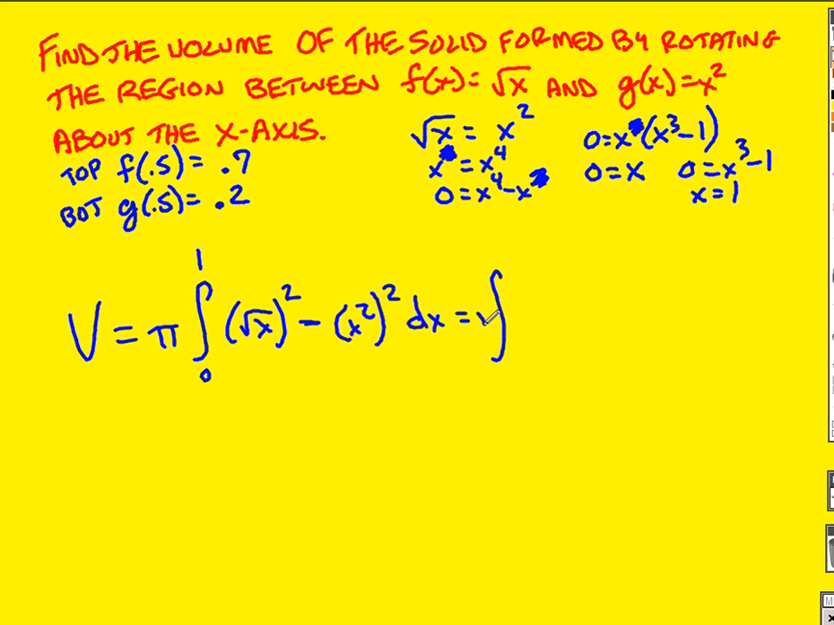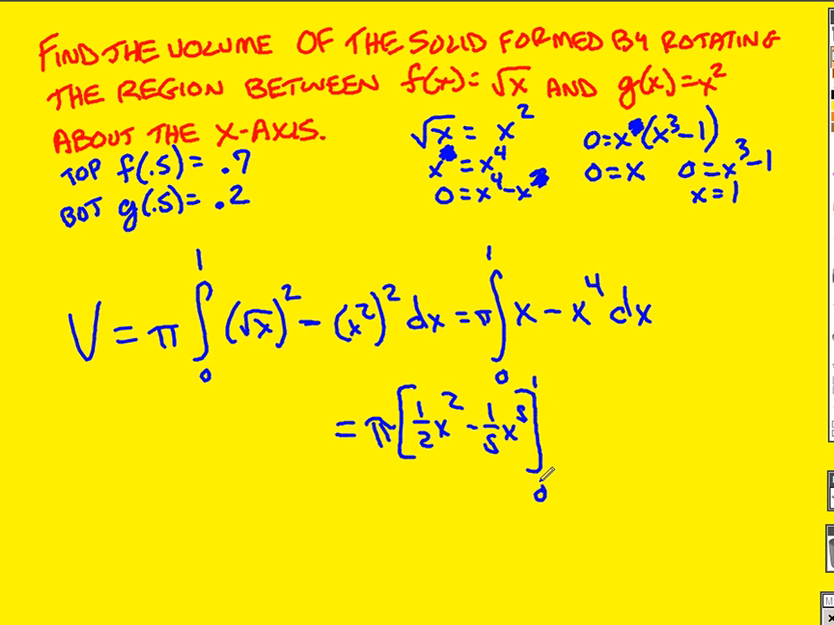First, let's simplify it. I have pi in front, still from 0 to 1. The square root of x, the whole thing squared, is just x, and this becomes now x to the 4th, dx. Now I can evaluate the integral, still with a pi in front. This will become 1/2 x squared. This will become 1/5 x to the 5th. And we're evaluating at 1 and 0.